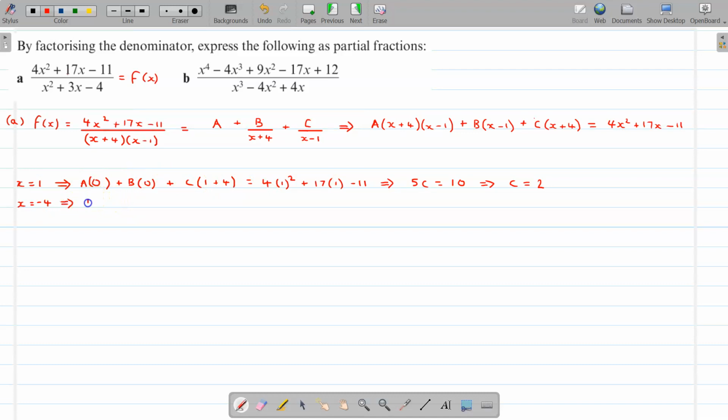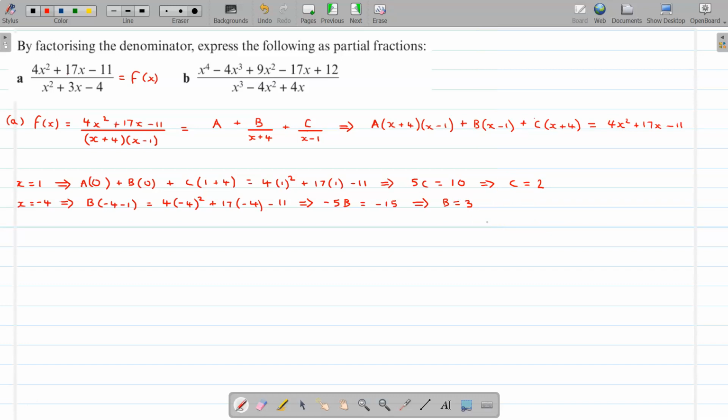So I could say that b times -4 minus 1 equals 4 times -4 squared plus 17 times -4 minus 11, and that gives me that -5b equals -15, and therefore b equals 3. So I found b and I found c.